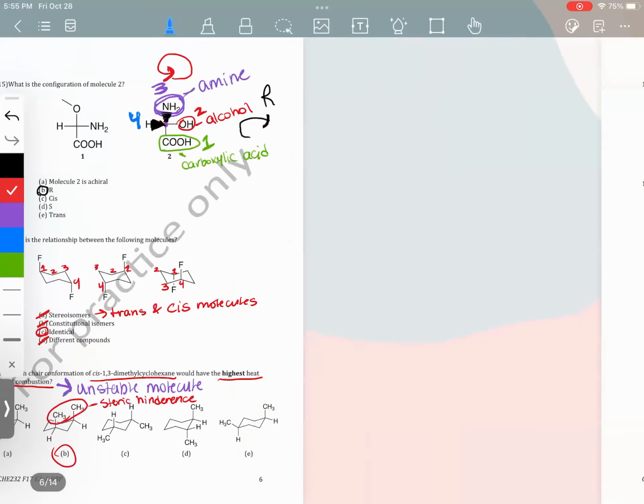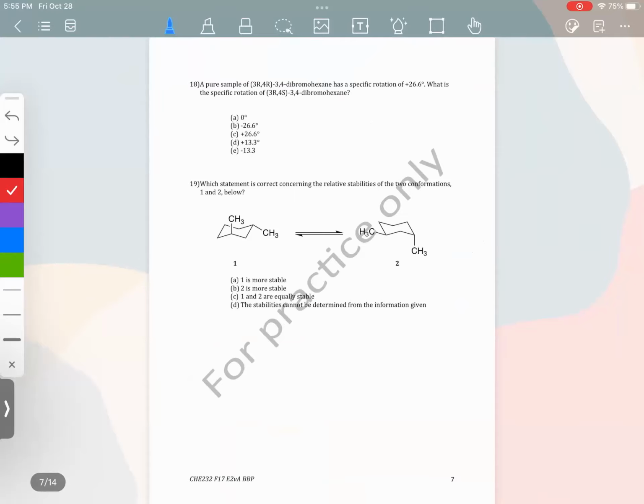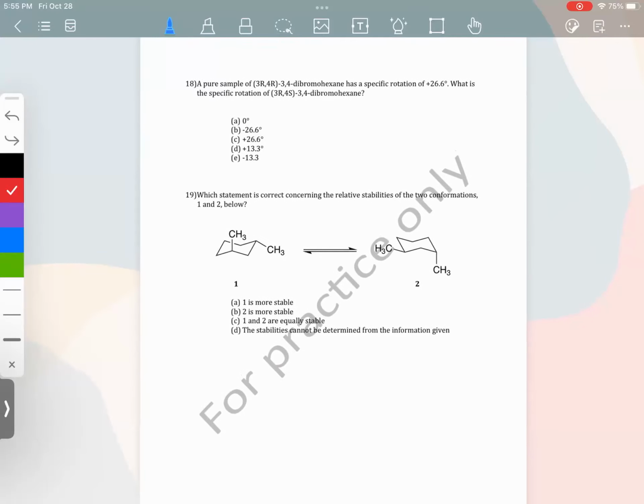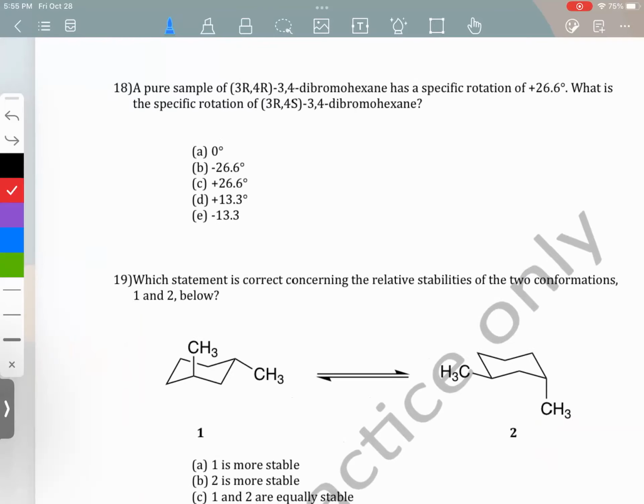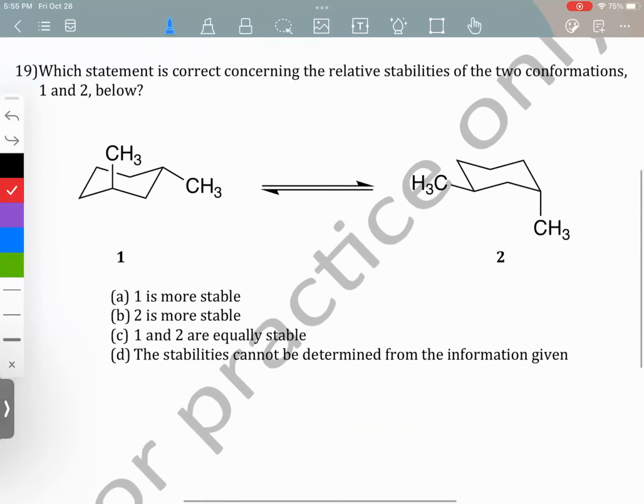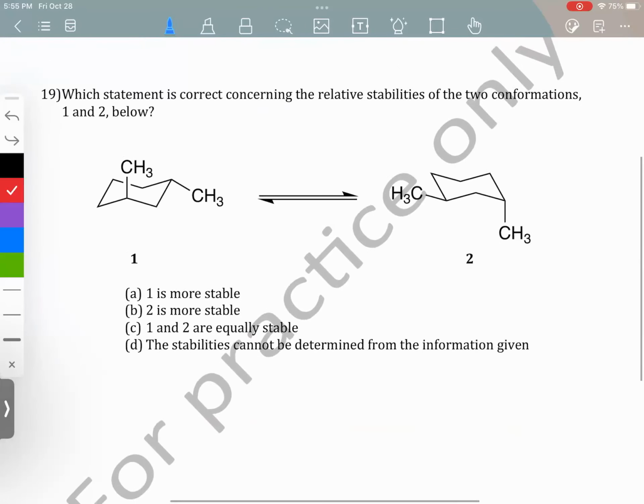Let's move on. I'll skip 18 because I don't know what that is. I don't even know if you guys would do a problem like this on the exam. So 19.